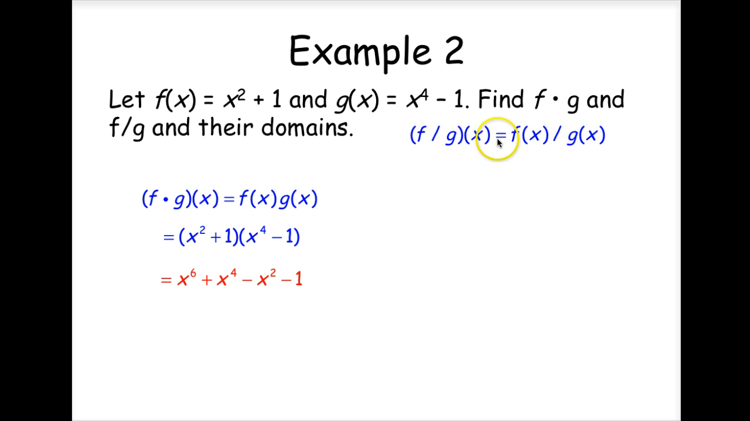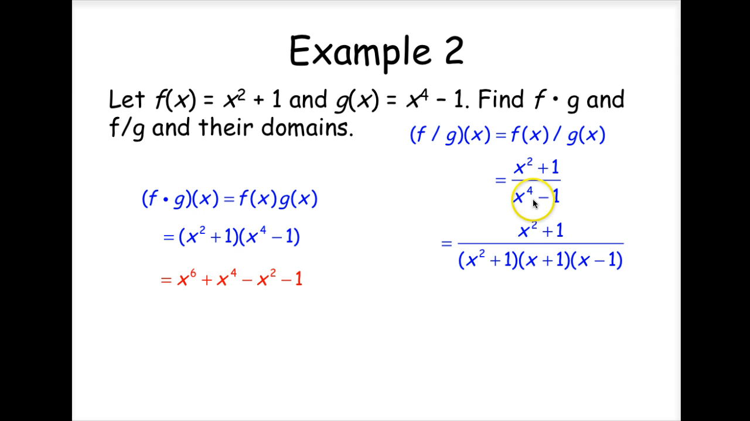Now let's look at f divided by g of x. We substitute in our denominator. We can factor it as x squared plus 1 times x squared minus 1. The x squared minus 1 again factors to x plus 1 times x minus 1. Notice these two factors cancel out, leaving us 1 over x plus 1 times x minus 1.